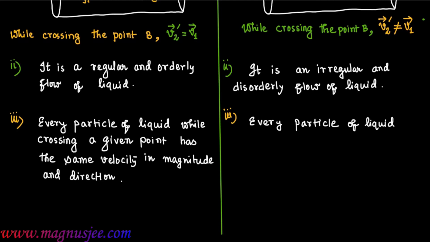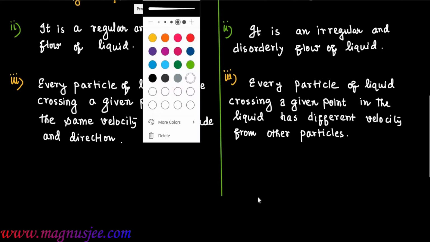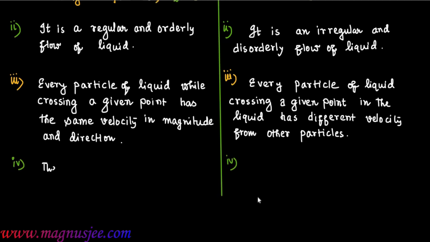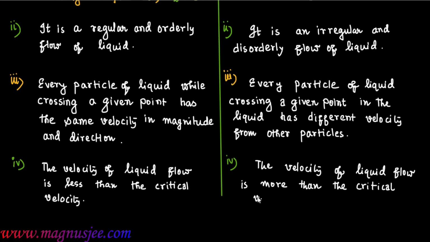And in turbulent flow, every particle of liquid while crossing a given point in the liquid has a different velocity from the other particles. Number four comparison: for streamlined flow, the velocity of liquid flow is less than the critical velocity. For turbulent flow, velocity of liquid flow is more than the critical velocity.